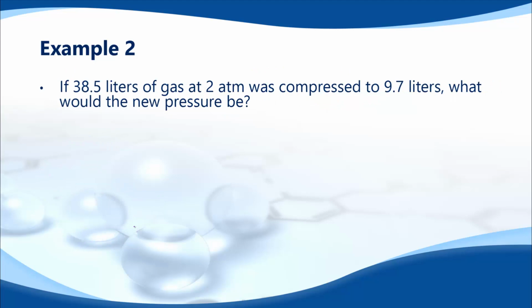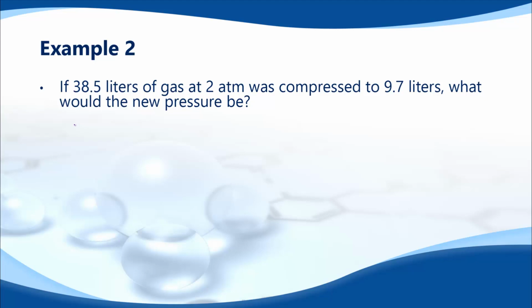For our second example, this one's going to be a little bit easier because there's only 2 variables that we're going to work with here. You have 38.5 liters at 2 ATM, and we compress it to 9.7 liters. I want to know what the new pressure is. Right, so again, pause, take a moment, and then once you think you have an answer, pick it back up.